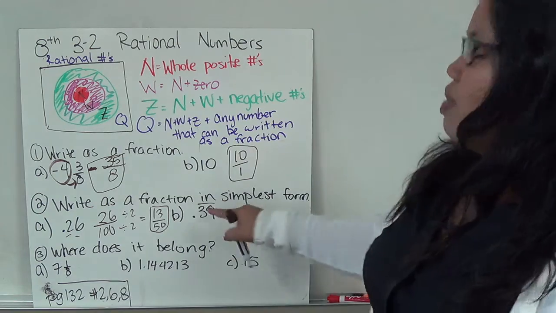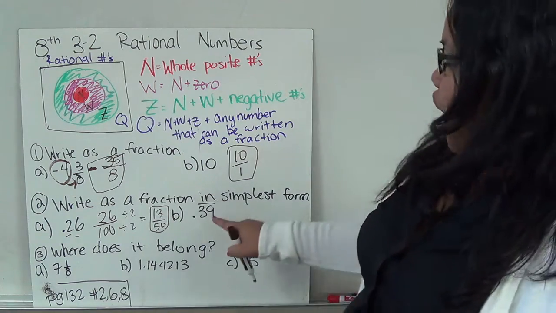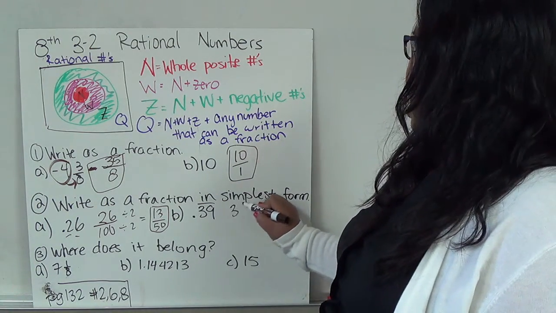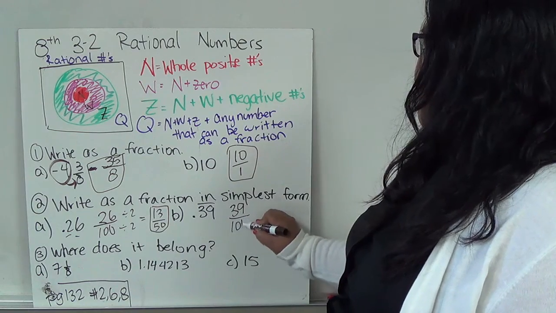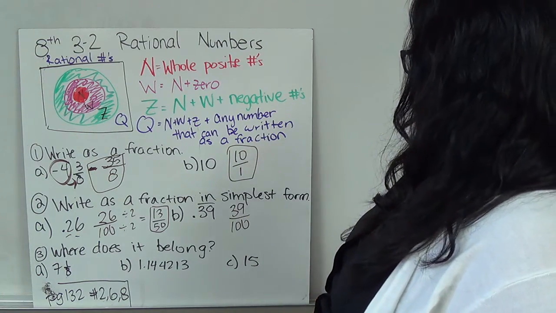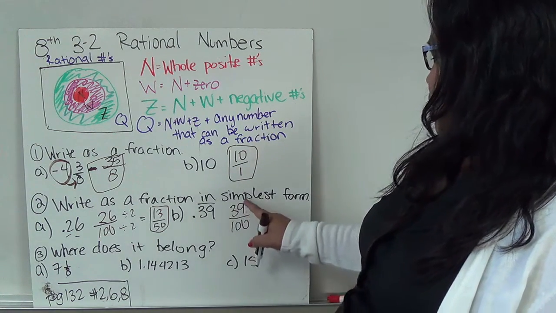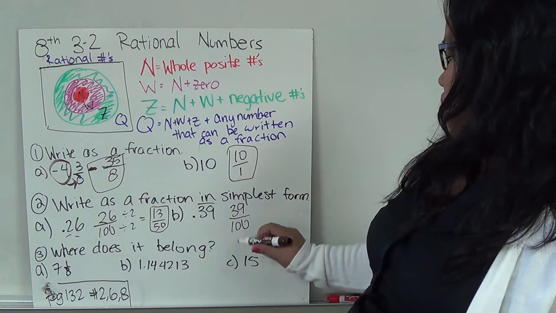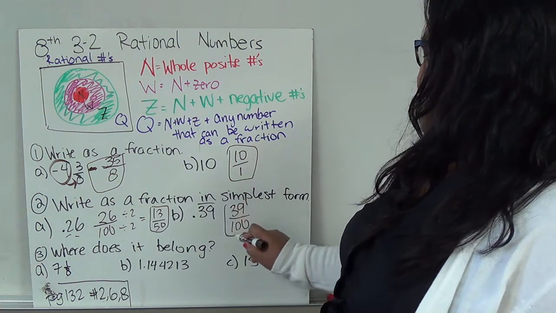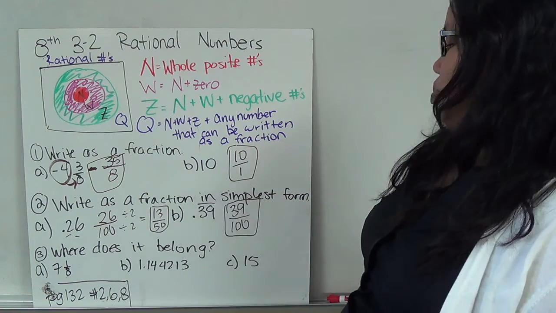Okay? Same thing with this. 0.39 is in the hundredths place, so I'm going to put 39 over 100. And because you can't reduce it, this is as simplified as it gets.